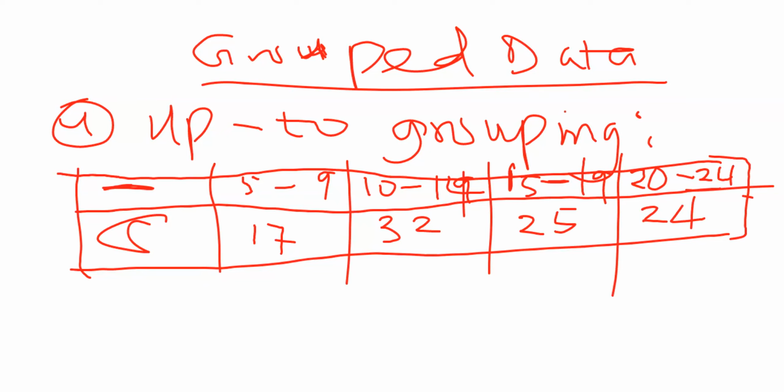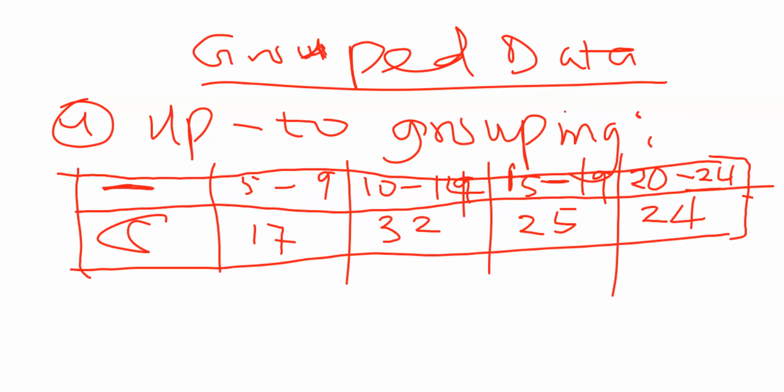You will agree with me that the first group started from 5 up to 9. Does it extend to the next group? No, that is up to grouping. And it is this type of grouping that is common in examination: 5 to 9, 10 to 14, 15 to 19, 20 to 24. If we see this type of grouping, we'll try changing it from up to grouping to less than grouping.